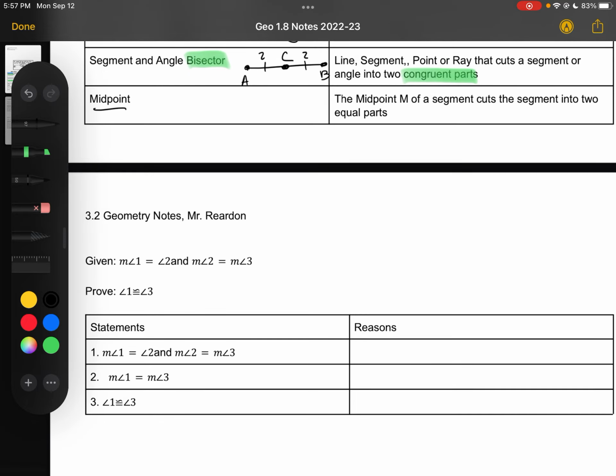The exact same thing is true for midpoint. So again, midpoint of a segment cuts a segment into 2 equal parts. So if you see a point cutting a segment into 2 equal parts, then you have a midpoint. If you see a line cutting a segment into 2 equal parts, then you'll have a segment bisector.